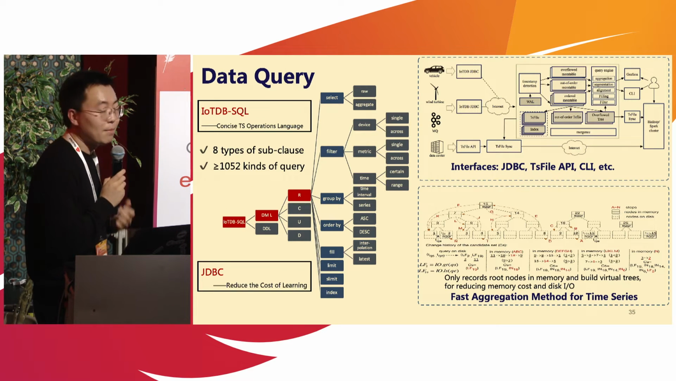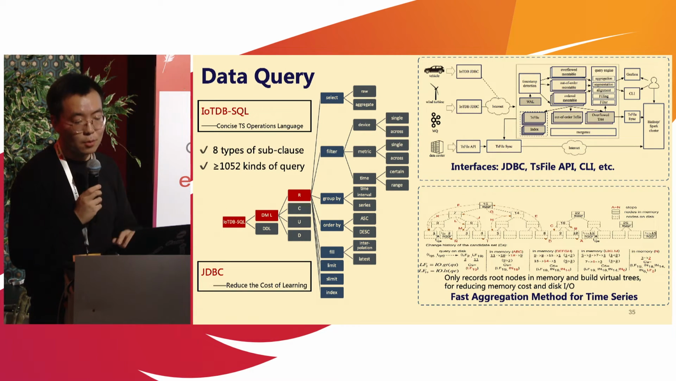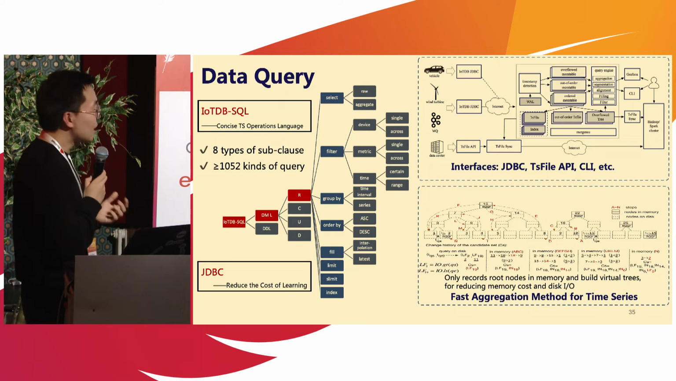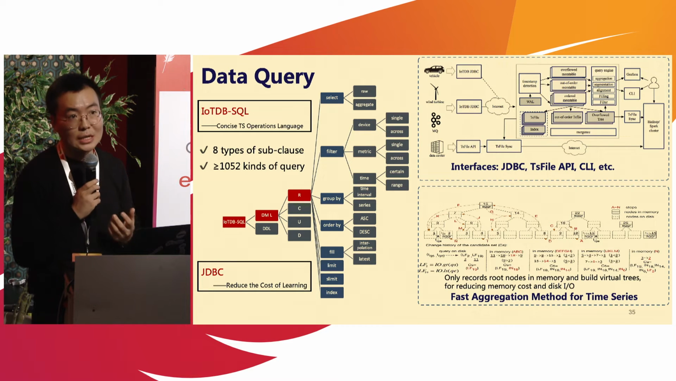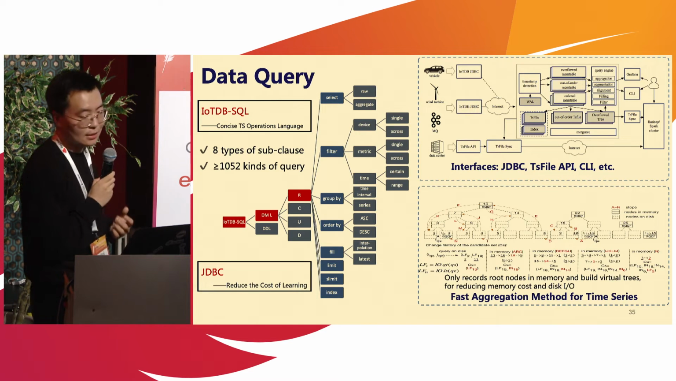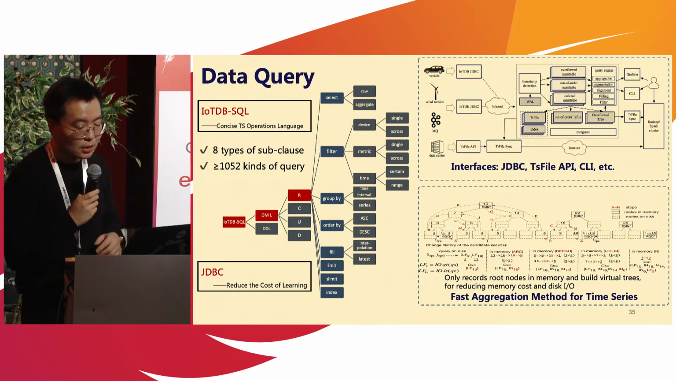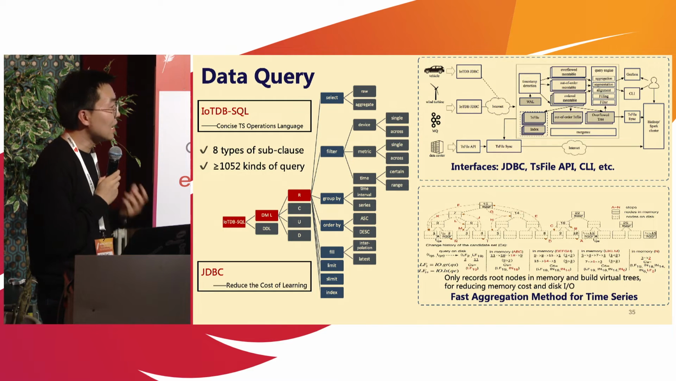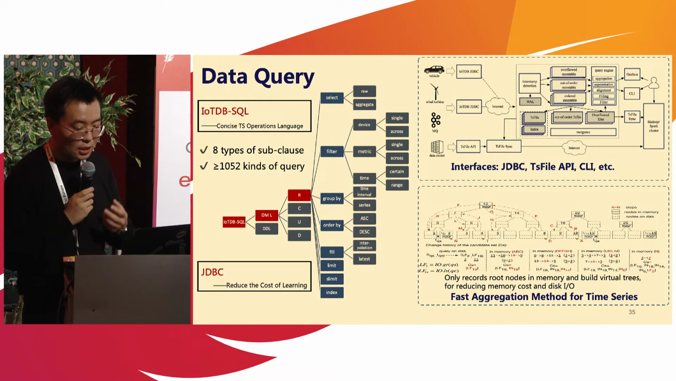And on the left is a part of the SQL that IoTDB supports, and we propose some indexes to accelerate the queries. For example, we propose the PISA index, PSA index. The PISA index can let IoTDB get the aggregation result in a few milliseconds on billions of data points.